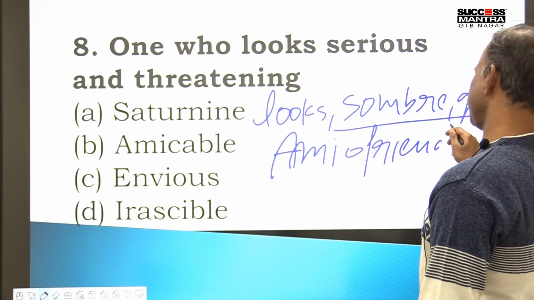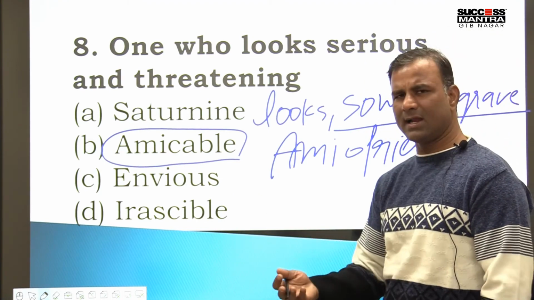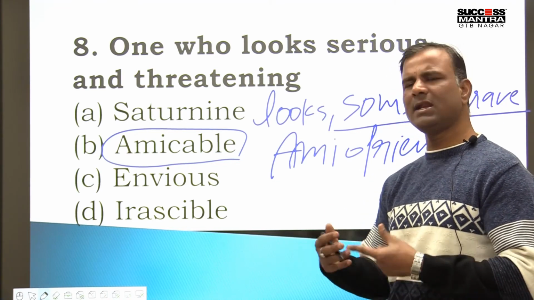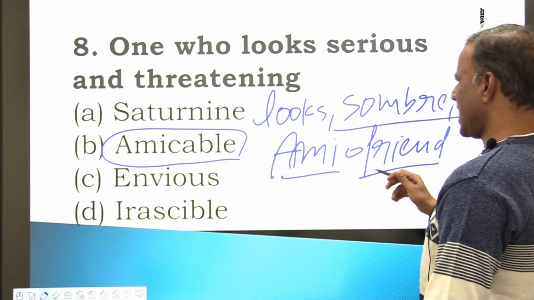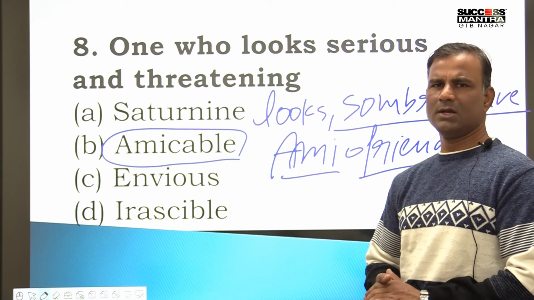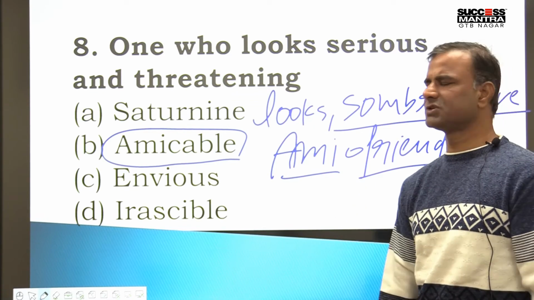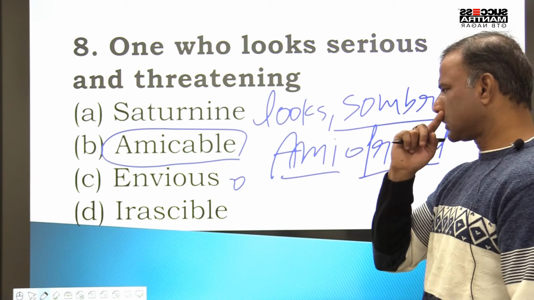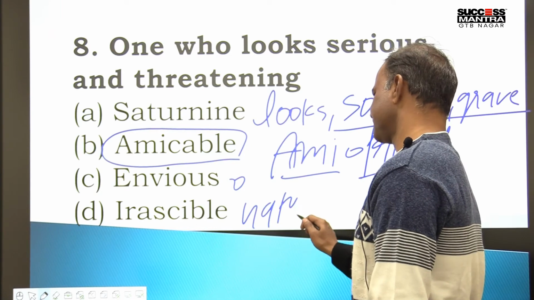So if I have amicable, this was in 2018 your IELTS exam. Amicable or amiable was in 2018 IELTS exam. So ami matlab friend, so amicable relationship means when you have the friendly relationship with others. Okay, so having an amicable relationship with someone, having a friendly relationship with someone. Envious matlab when you are jealous of someone, you can say. Or the irascible nature means the one carrying very very irritable nature.